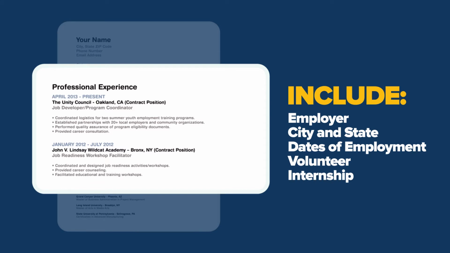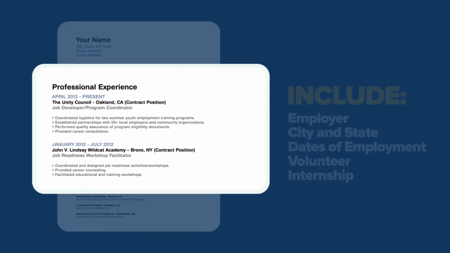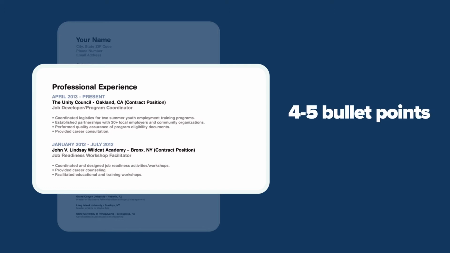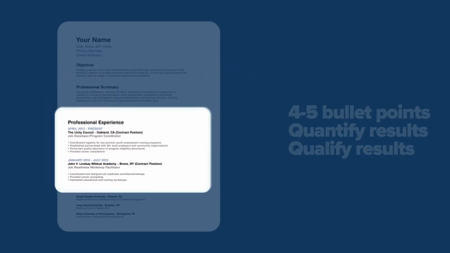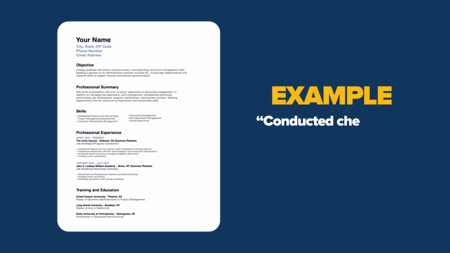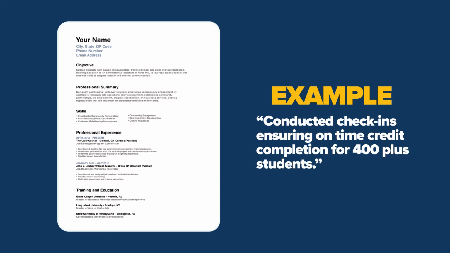With each employer, describe your job responsibilities. Keep this listing to 4 or 5 bullet points, and if possible, quantify or qualify your results. For example, specify how many people you managed or how much revenue you helped bring in. It could read something like this: conducted check-ins ensuring on-time credit completion for 400+ students.